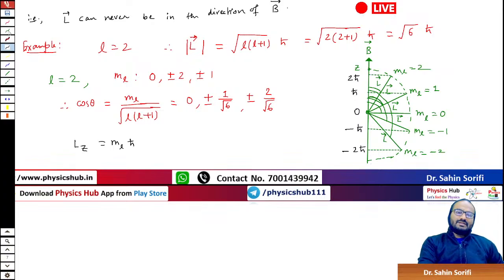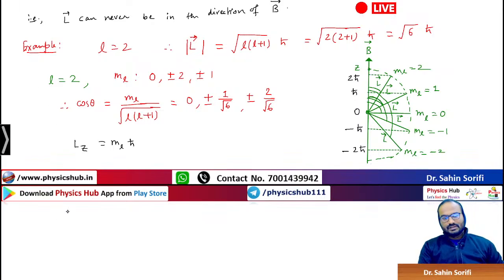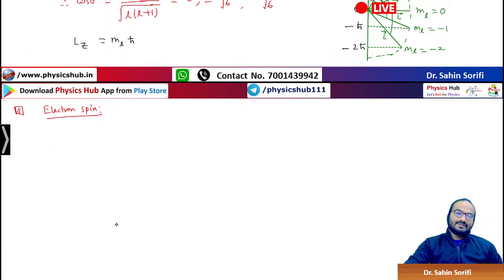So, all we have discussed till now is orbital angular momentum. So, let us talk about the spin also. Electron spin. Similar treatment will be there, only L will be replaced by S.